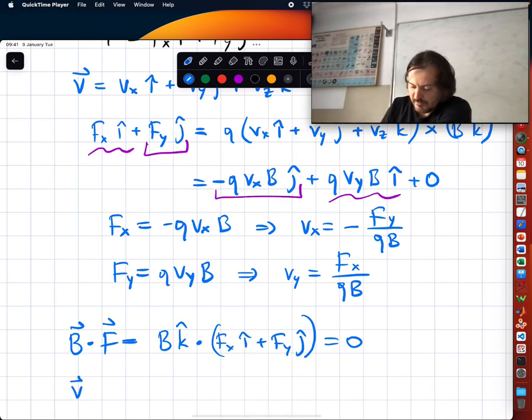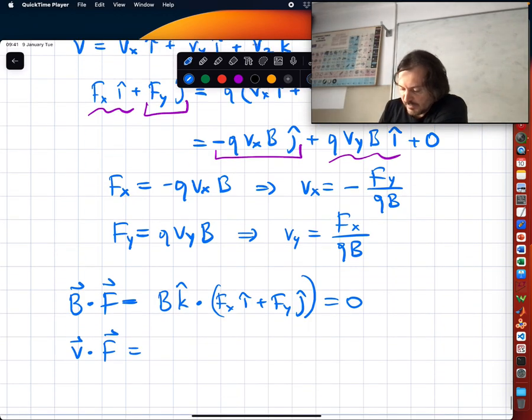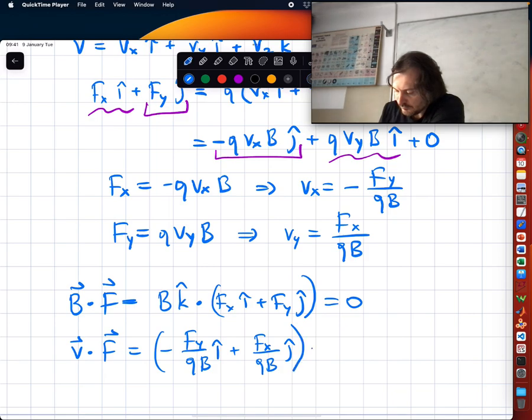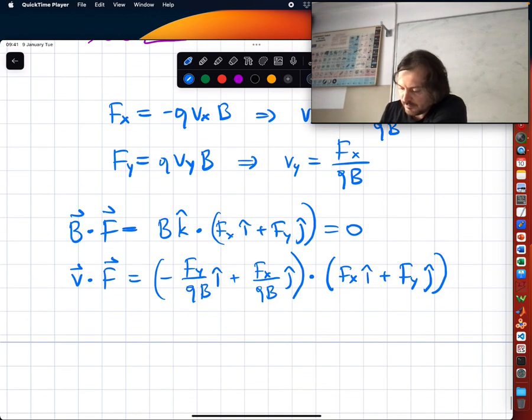Let's also do v dot F, although it's not asking for that. What is v dot F? Let's figure it out. Minus Fy over qB i plus Fx over qB j, dot product with Fx i plus Fy j. The problem is that we do not know the z component of v. We are not going to be able to determine the angle between them. We are.